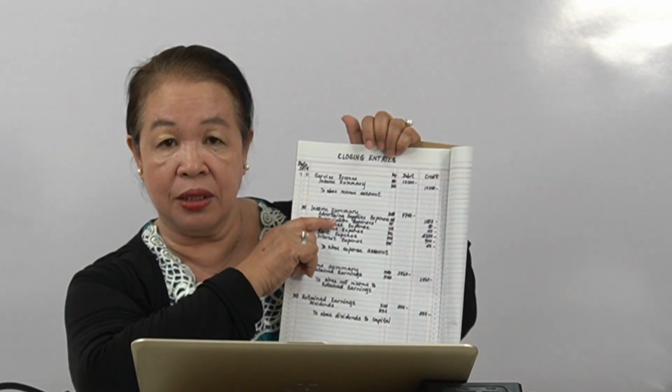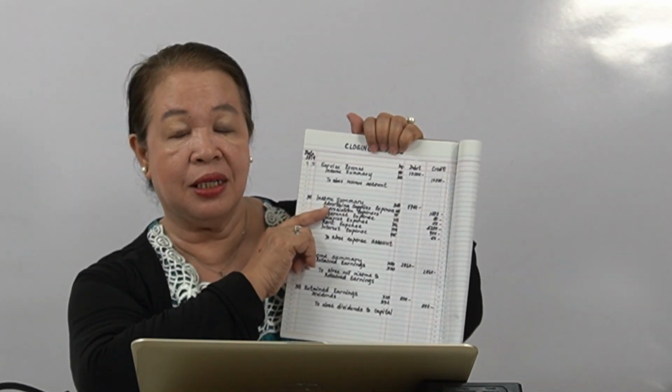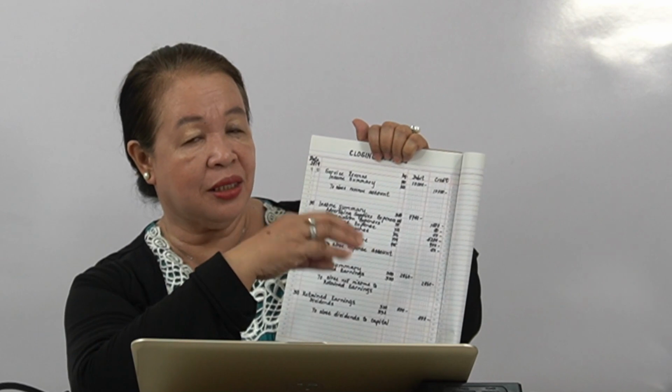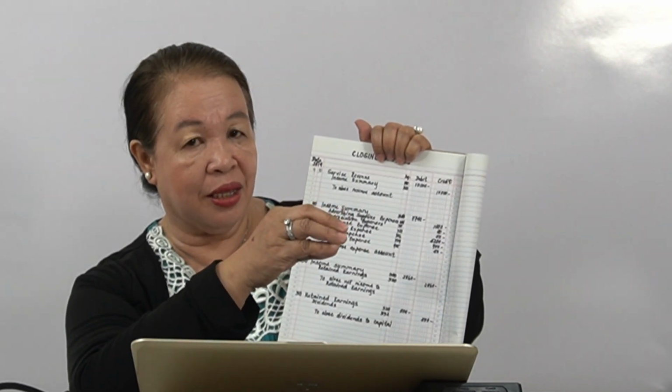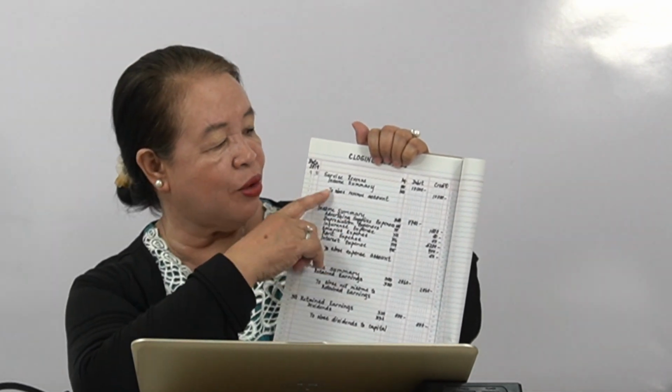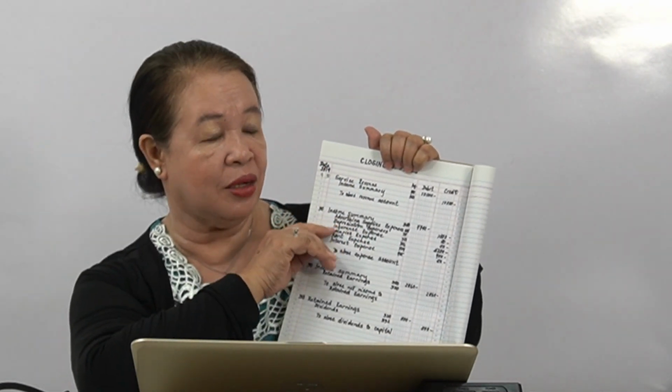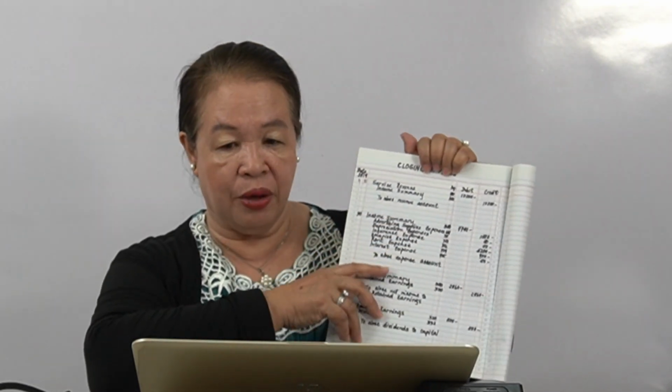Bakit baligtad na to sa usual na entry? Na 'di ba sabi natin ang sales revenue doon sa regular na entry natin, credit siya kasi doon siya sa credit. Pag nag-credit ka, madadagdagan siya. Dito, bakit siya naging debit? Kasi kinlose natin, binawasan natin para maging zero. No? So, to close revenue account.